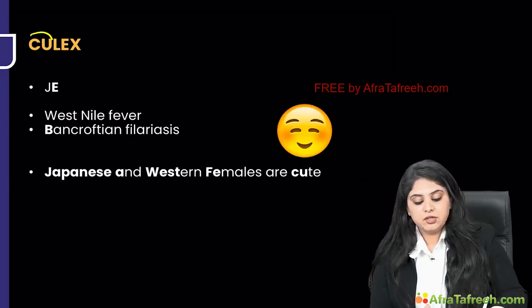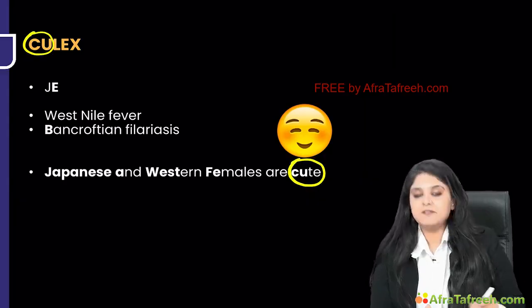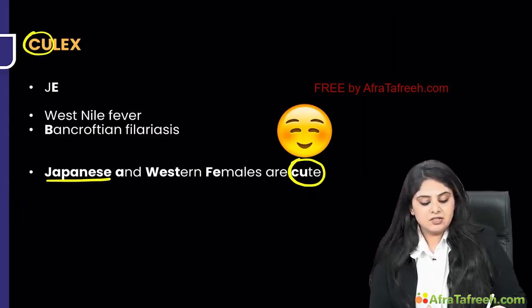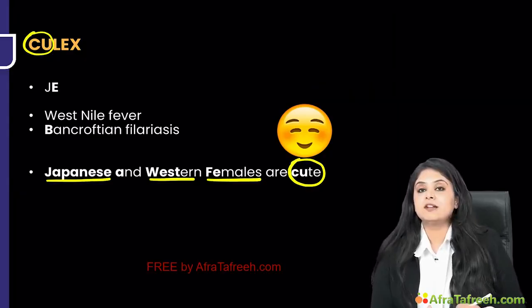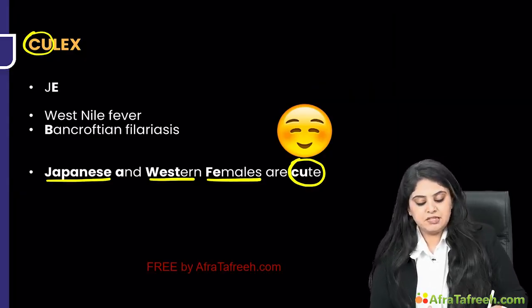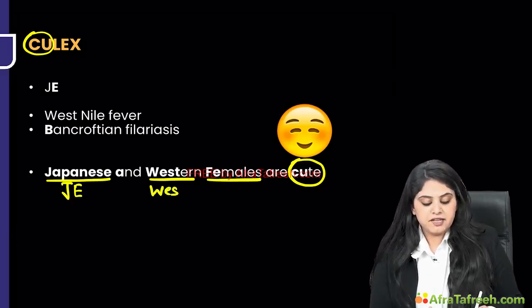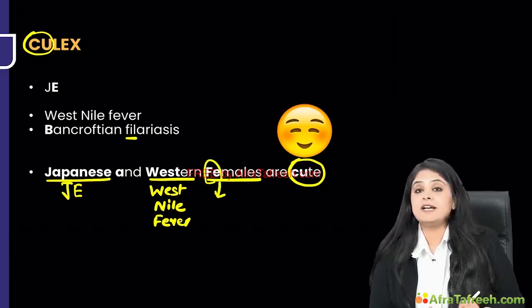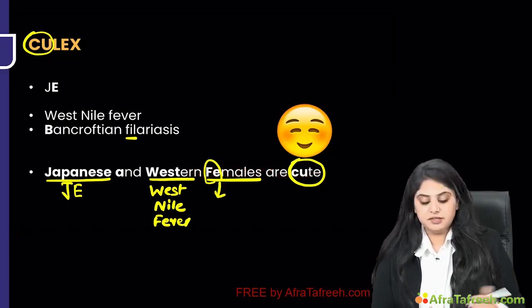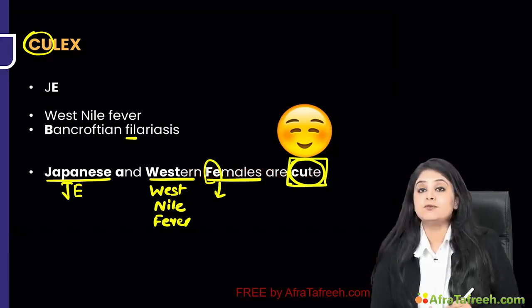Whereas what is associated with Culex? So remember, Culex I have learnt as cute, and we have learnt Japanese and Western females are cute. Okay, so what is Japanese and Western females are cute? So Japanese, of course, will be Japanese encephalitis. Western, of course, will be West Nile fever. So these are quite simple. And finally, females say you are going to learn F for filariasis, Wuchereria bancrofti. These are all transmitted by cute for Culex.